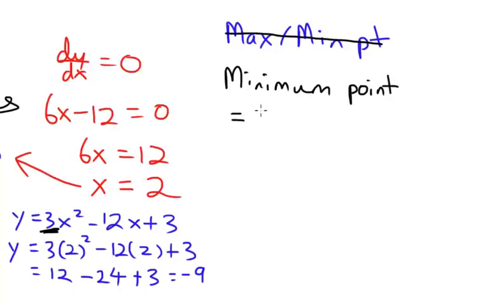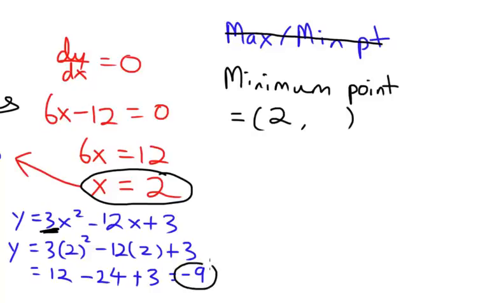So the minimum point is, because it's (x, y), what's your x? 2. And what's your y? Negative 9. So (2, -9) is your minimum point. Well, the next question is, if we don't know whether it's a minimum or maximum point, how are we going to determine that? What you can do is the second level of differentiation.